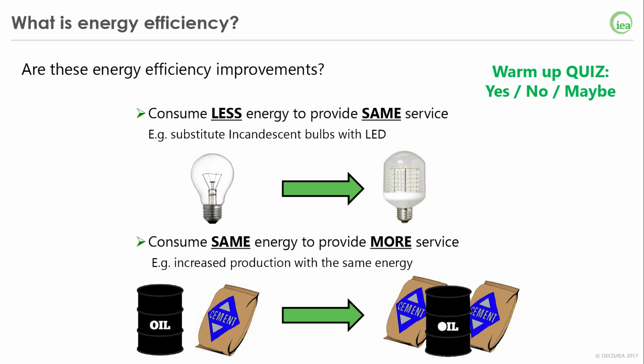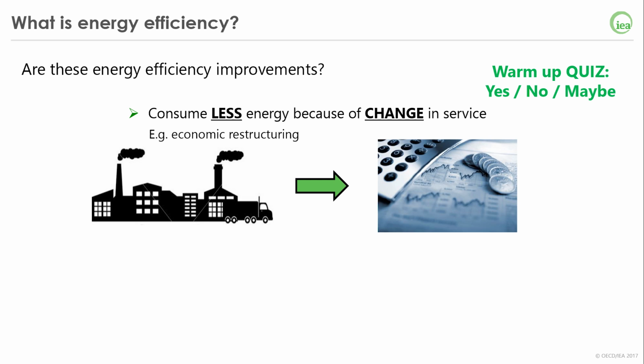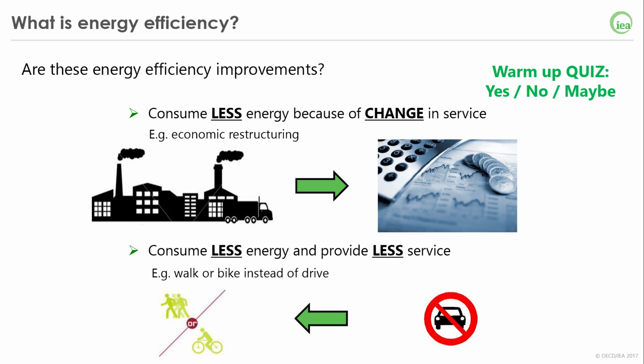But now let's see other 2 examples. Consuming less energy because of a change in service, as for example the shift to less energy intensive industries or services in the economy of a country. Or another example, consuming less energy but providing less service. For example, biking or walking instead of driving a car. Think about these 2 examples for a moment, and if for you they represent efficiency improvements or not.